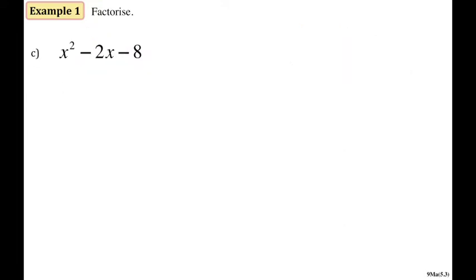Let's try part C. You're looking for numbers that multiply together to give negative 8, and they've got to add together to give negative 2. Well, I've got minuses in this, which means it's going to be a bit tricky. Now, if you can think of them in your head, that's fine. You can write the answer down straight away. But let's go through the process here, just in case you haven't thought of them.